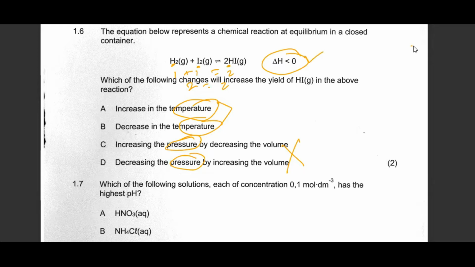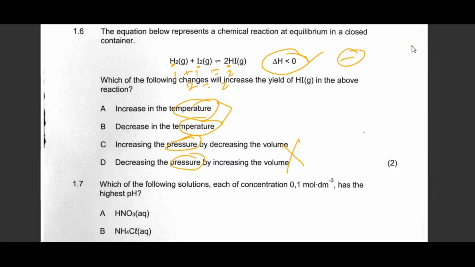You look for enthalpy. So you look at this. The enthalpy change is less than 0, so it means that the enthalpy change is negative. And if the enthalpy change is negative, then automatically it means that, is it endothermic or exothermic?